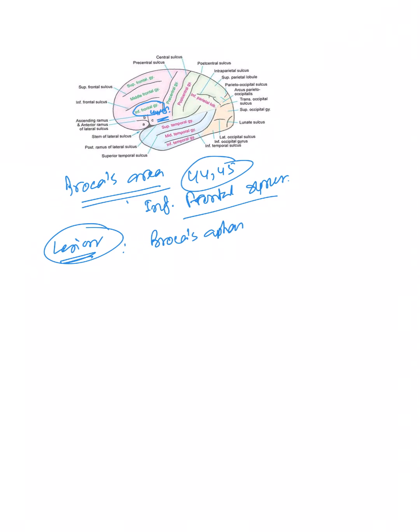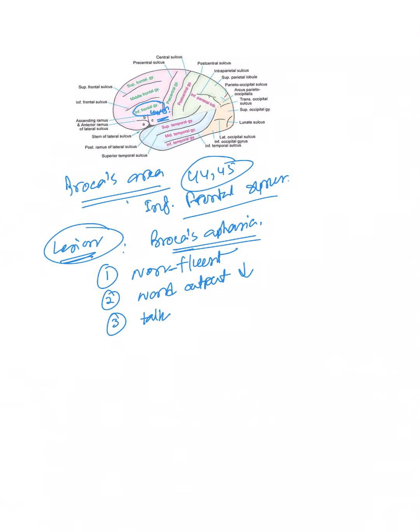It's very simple. Okay, so the features will be: number 1, non-fluent aphasia. Aphasia will be non-fluent. Number 2, word output will decrease. Number 3, the person will talk with difficulty. Number 4, the speech will be telegraphic. Remember this, it can be asked in exam. Telegraphic or dysarthric.